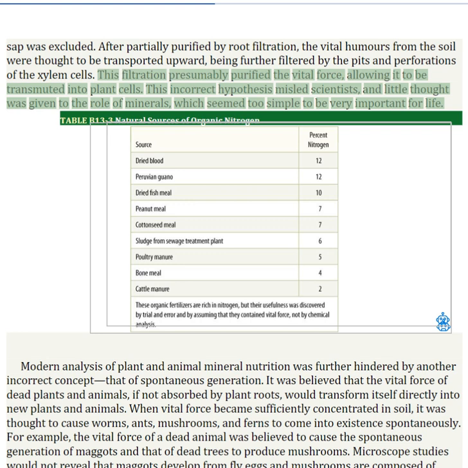This incorrect hypothesis misled scientists, and little thought was given to the role of minerals, which seemed too simple to be very important for life.